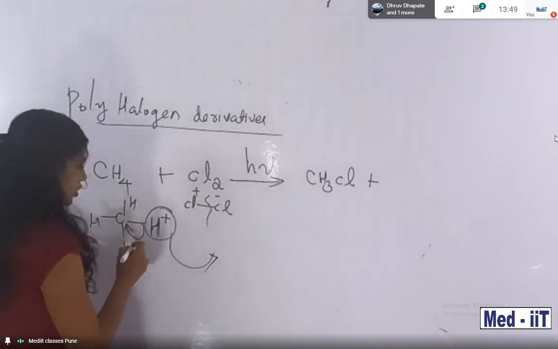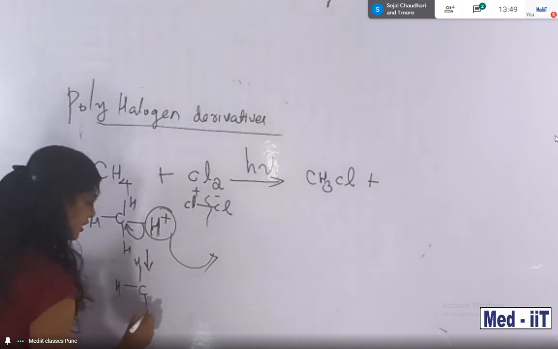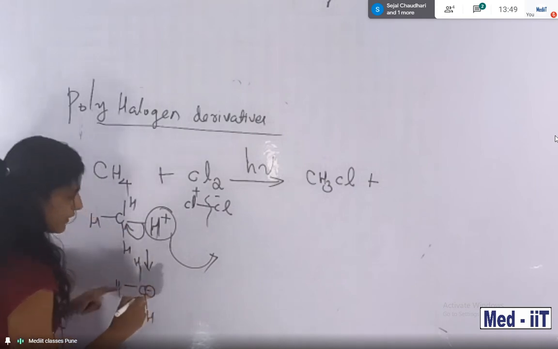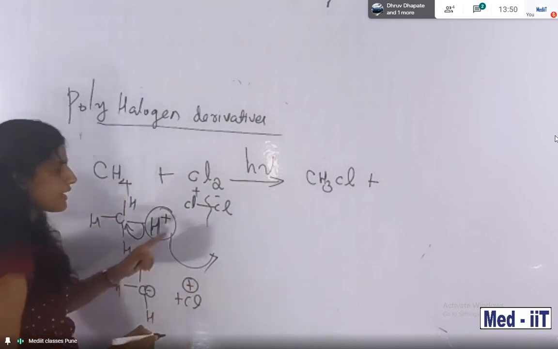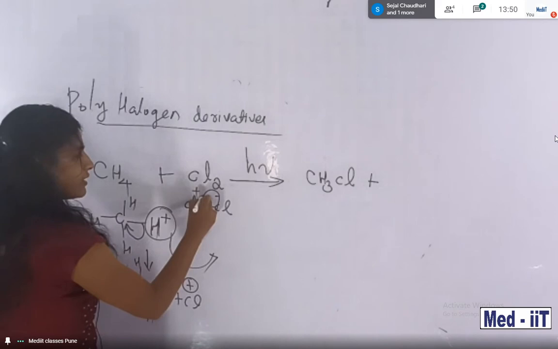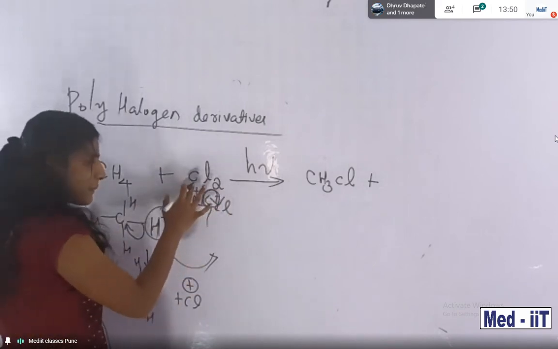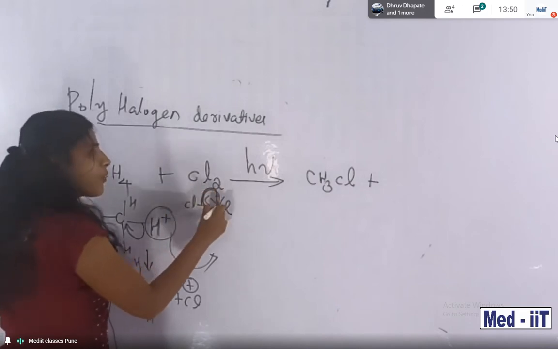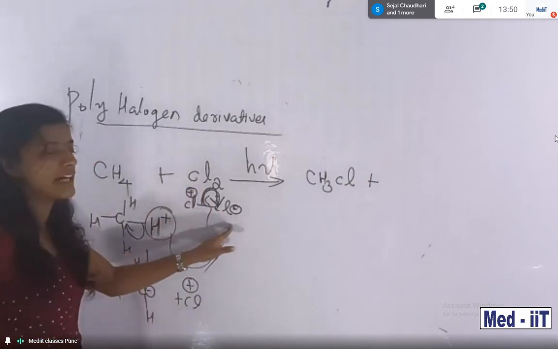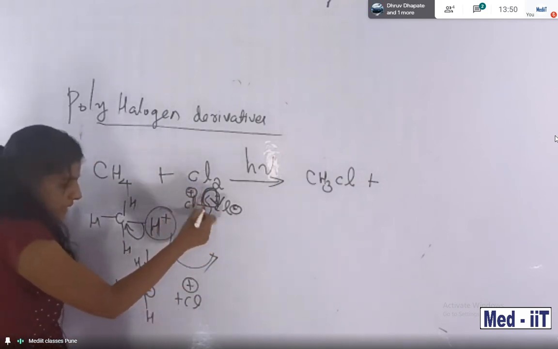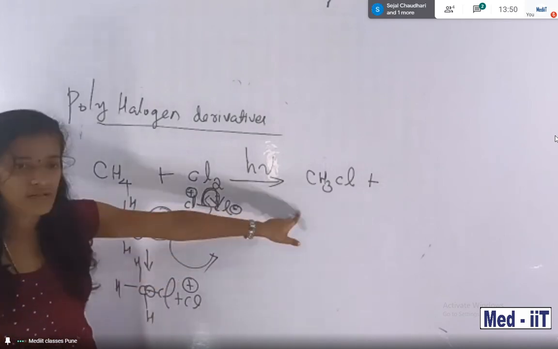Then look what happened here. C, H, H, H. This bond is shifted here, so a negative charge is created there, and then it reacts with a Cl plus. Where is the Cl plus? This bond is now cleaved by heterolytic cleavage. So this chlorine will get a positive charge, and where the bond shifts, that chlorine will get a negative charge. That positive combines with this negative charge, forming a bond with chlorine. This is the product, CH3Cl.